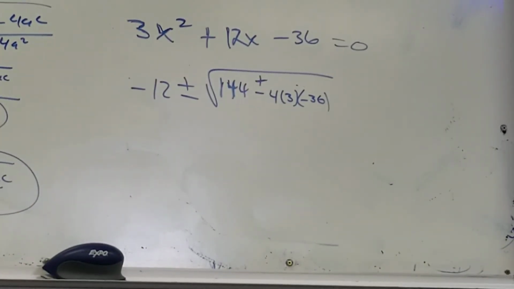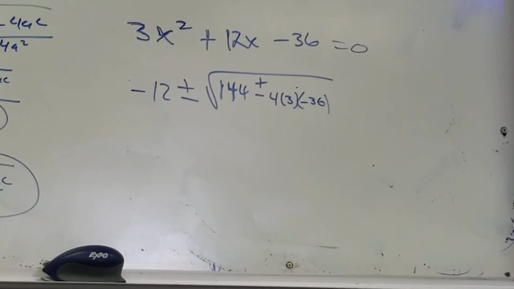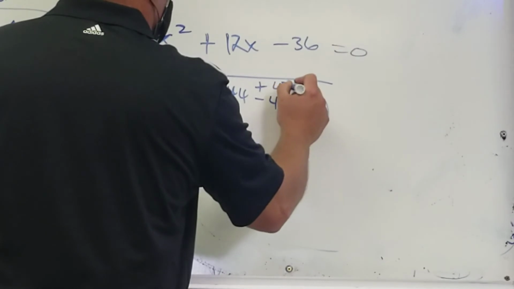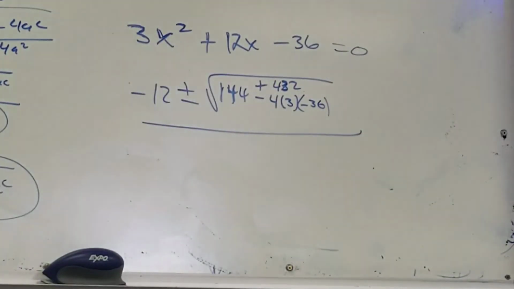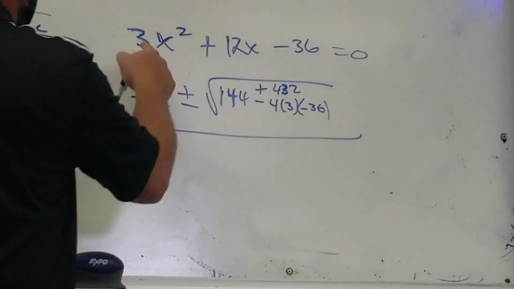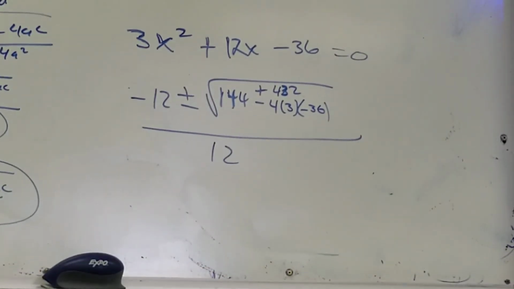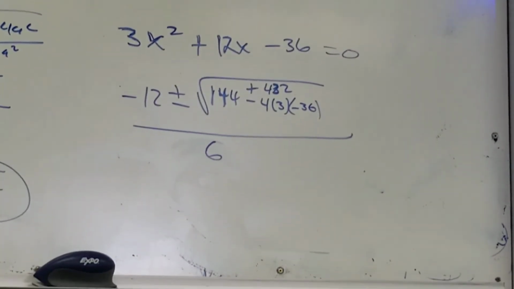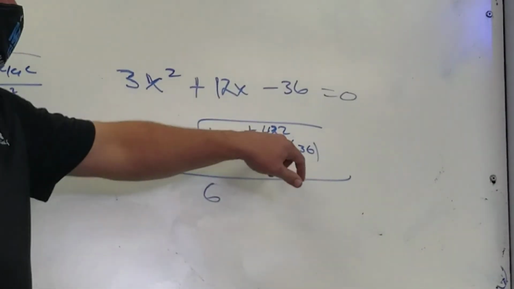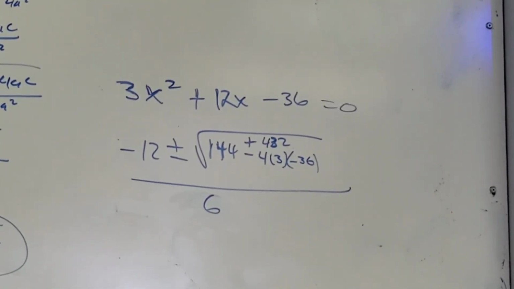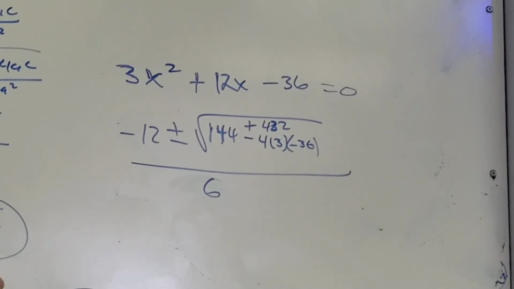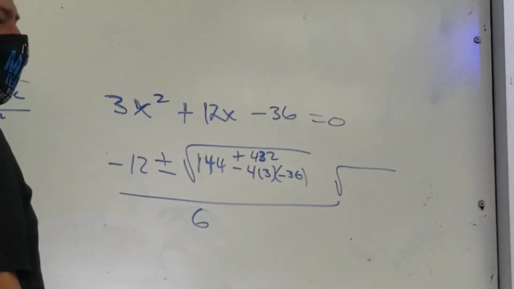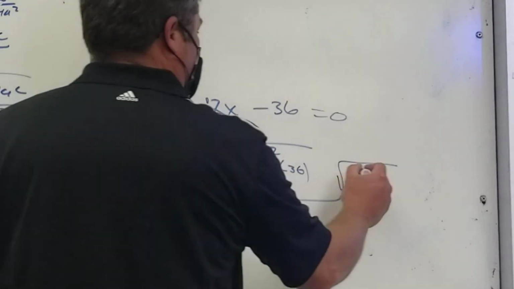What's 12 times 36? Do that on your calculator. 432. Okay. All over 2a. 2a, which is 12. Everybody agree with that? Oh wait, 6. I was wrong. My bad. Don't agree with that. Okay. So we take 144 plus 432. Is that right? Okay. Do that on your calculator. 144 plus 432 is 576.